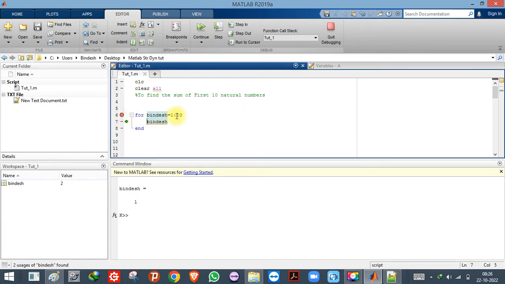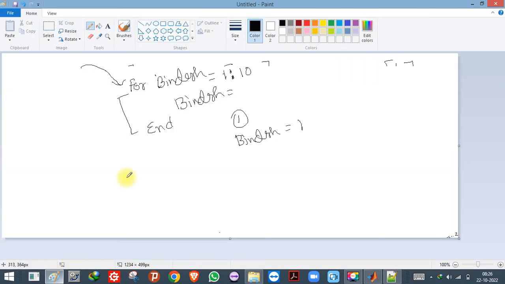Again it will take the next value, because it knows that the for loop has to run until it has reached 10. Now what will it take? Bindesh equal to, just check, 2. Why? Because when I write for 1 to 10, that means it is written 1 comma 2 comma 3 comma 4 comma dot dot dot 10. So every time it runs this loop, first it will take 1, then it will take 2, then 3, then 4.